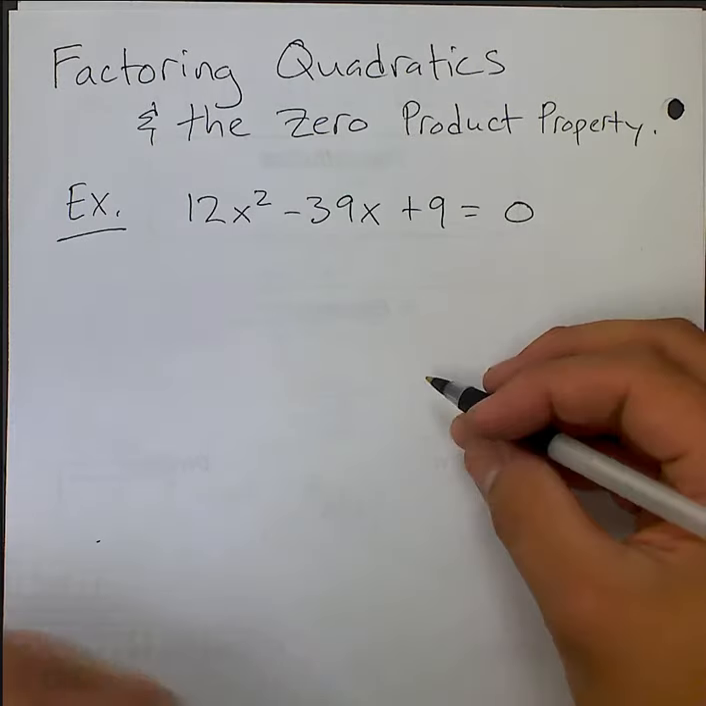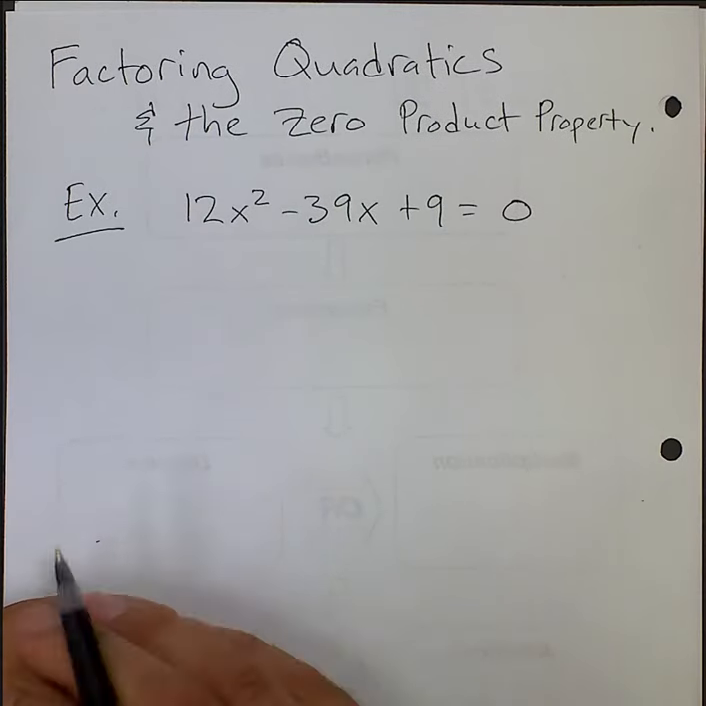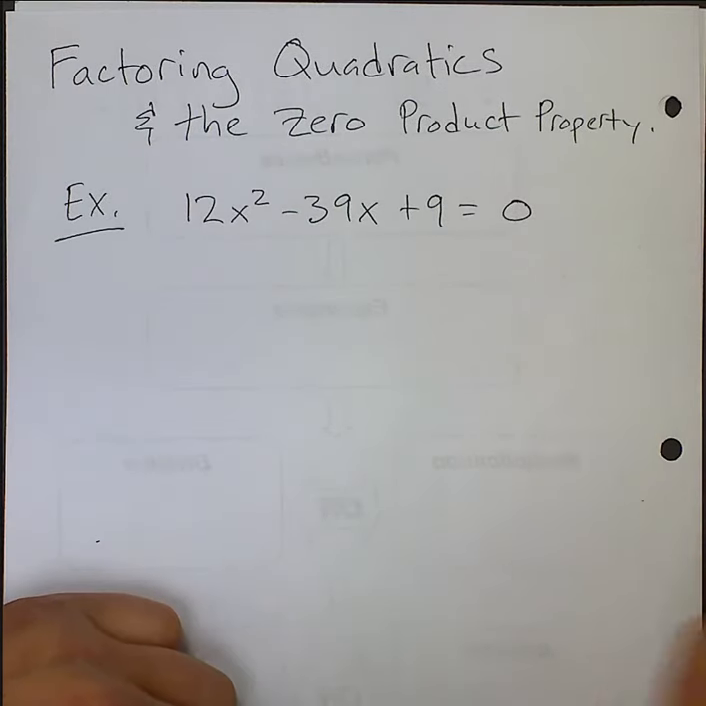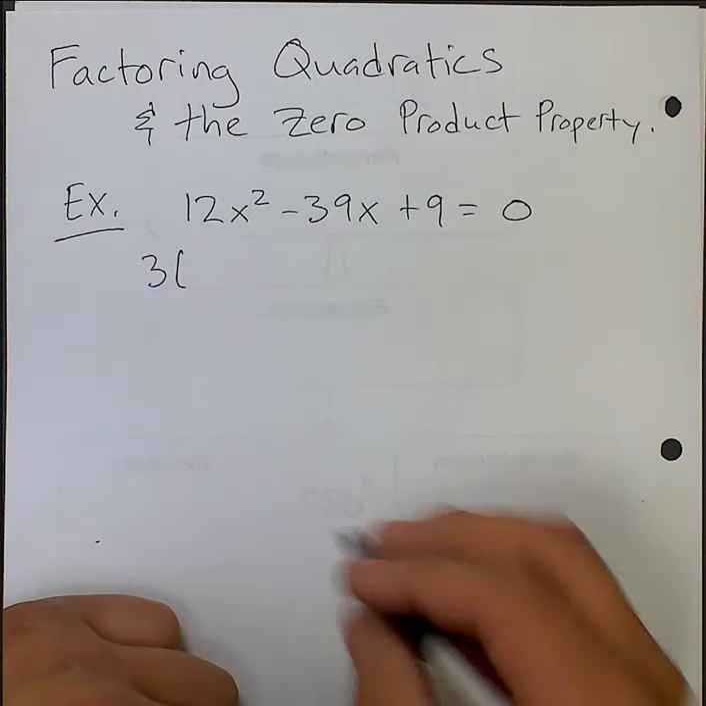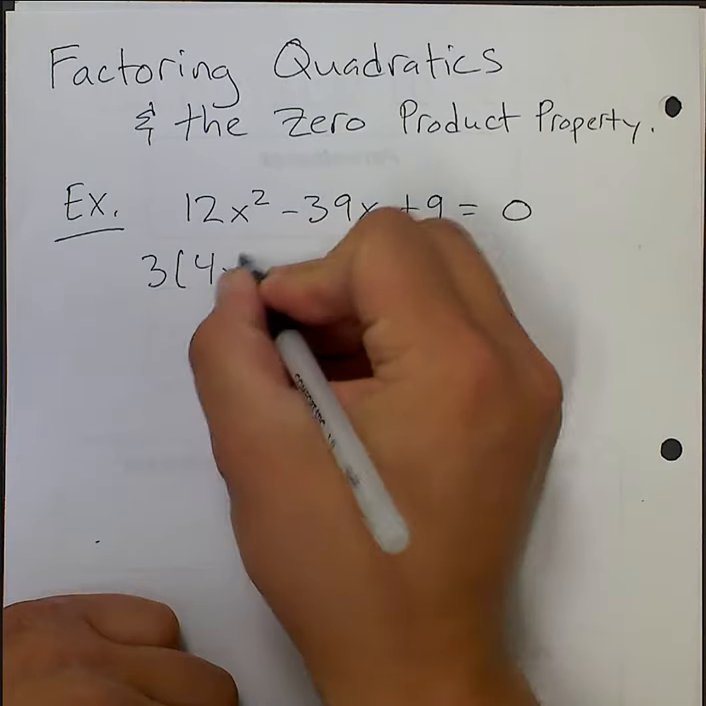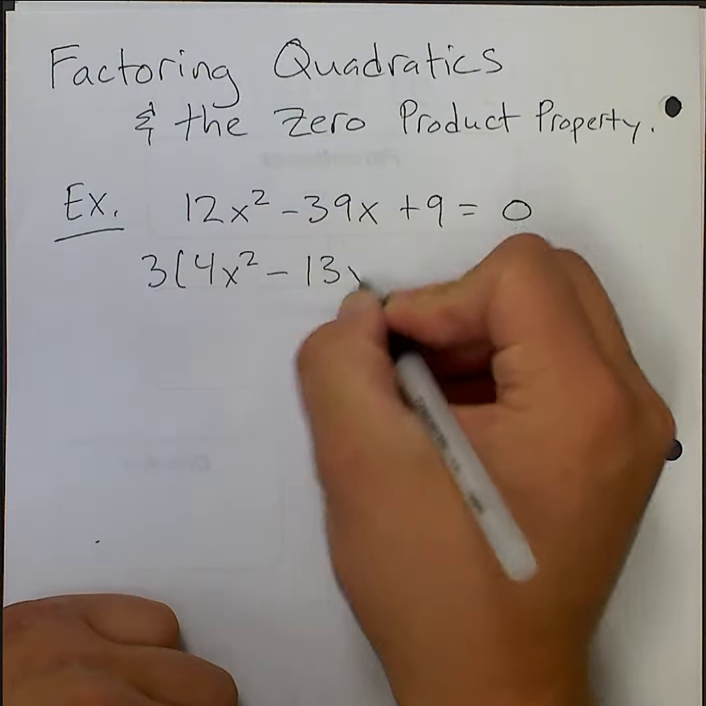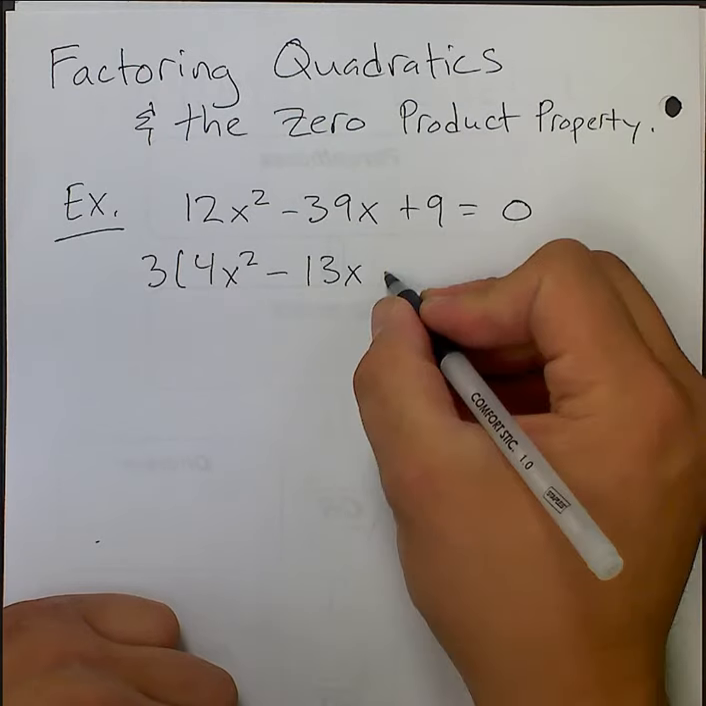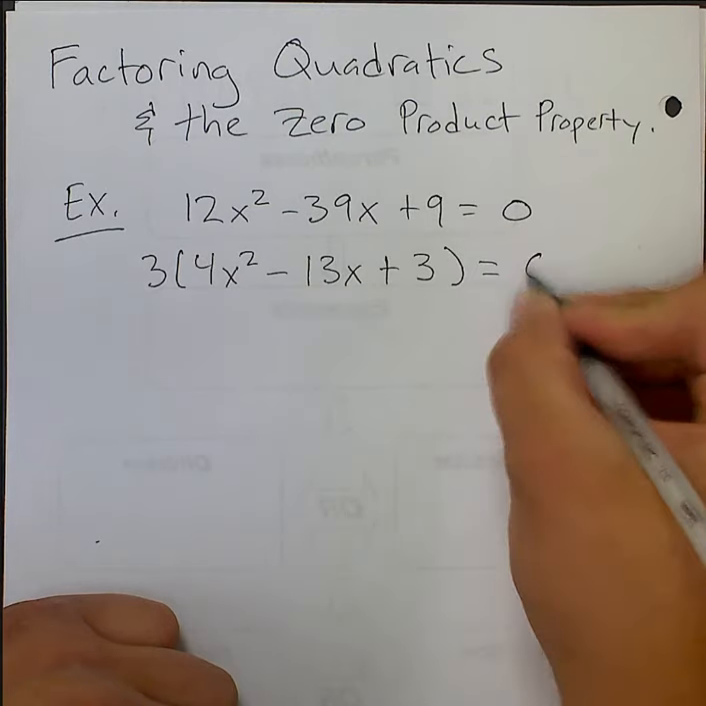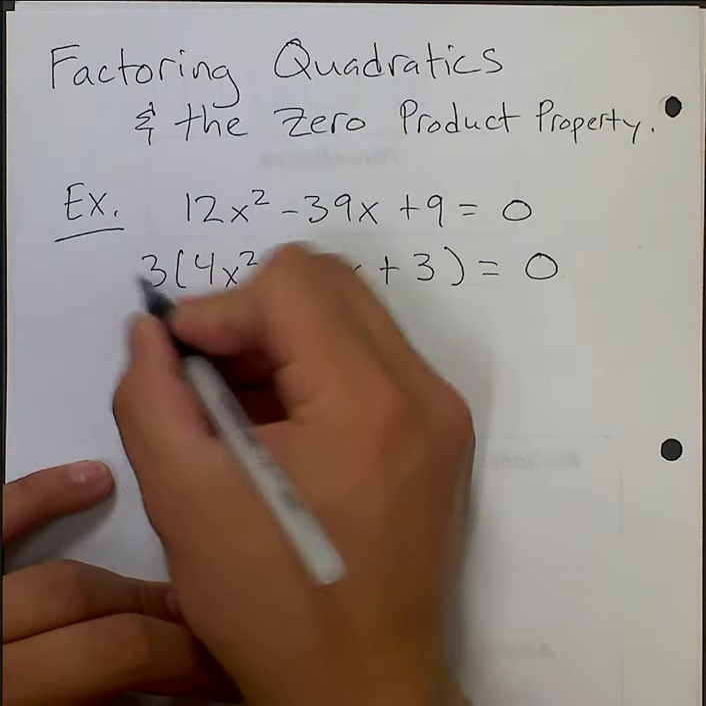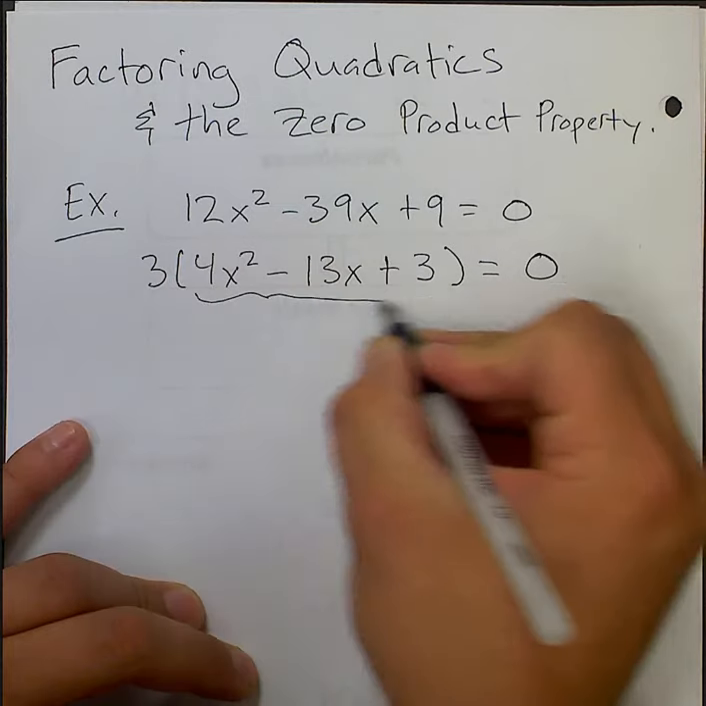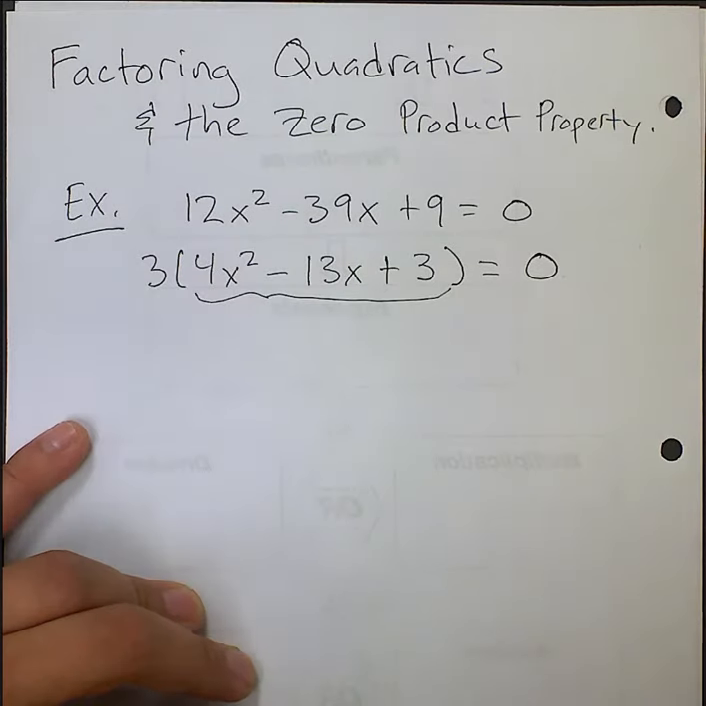What you want to do is make sure there's no greatest common factor between those coefficients. You have to do this first. If you don't, this method doesn't work. Looking at 12, negative 39, and 9, I know that 3 is a common factor of all of them. 3 goes into 12 4 times, 3 goes into 39 13 times, and 3 goes into 9 3 times, and I have this still equal to 0. Now we factored out the 3. Remember this 3 out here, but we're going to really concentrate on what's inside the parentheses: 4x squared minus 13x plus 3.